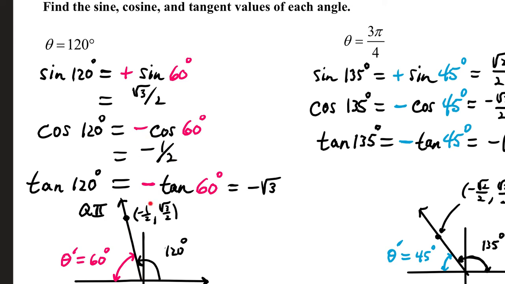Cosine's your x coordinate, negative 1/2. Sine is your y coordinate, square root of 3 over 2. Tangent is the y over x ratio, positive over negative is negative. 60, that's still our reference angle. So using the chart above, negative tangent 60 degrees is negative square root of 3.